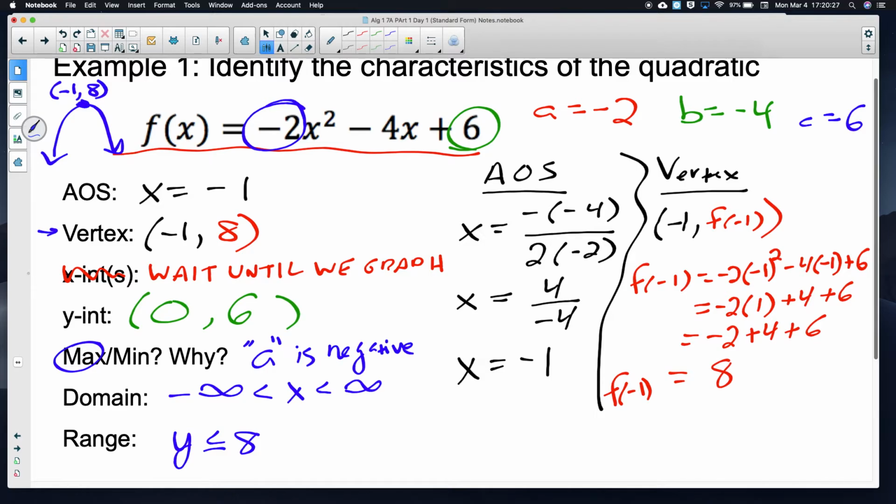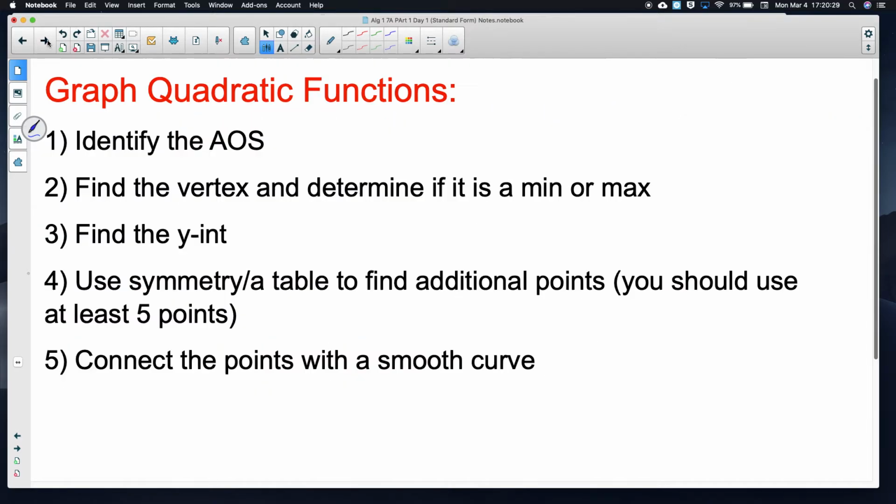Okay? So let's go on to what does this look like if I wanted to graph this. Well, our first step is to get our AOS, and then we find our vertex, and we figure out, is this going to open up or down? Then we find our y-intercept. Then we use symmetry, because remember, this whole parabola is symmetric around that axis of symmetry. And once we find those additional points, I want to get at least 5. That's key. Once we find 5, we just connect the dots, and we draw that parabola shape.